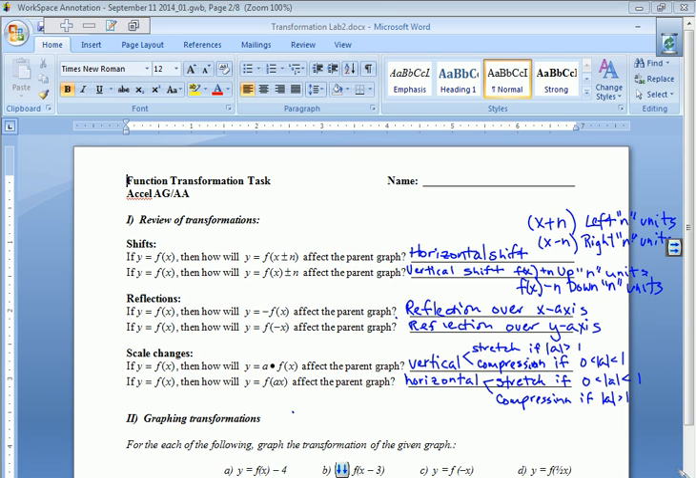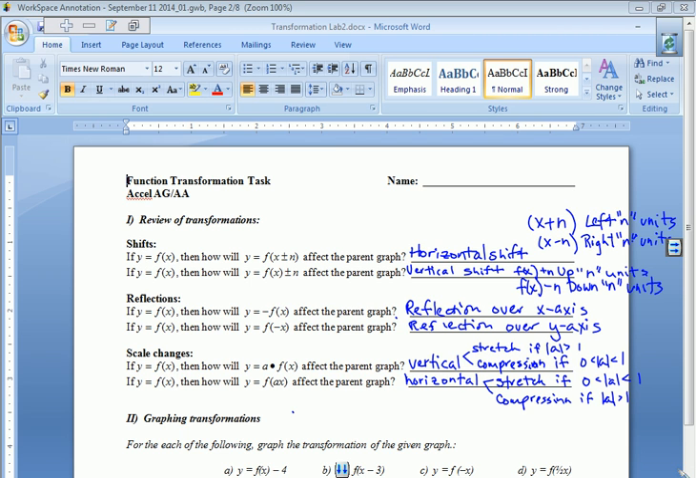Okay, guys. So this task was supposed to help bring back memories of last year when we did transformations. Hopefully, it shows some of you for the first time what transformations are if you're new to our school. So if we take a look at this, it summarizes everything we learned last year about transformations. We studied 3 different transformations: translations, the shifting, reflections, and scale changes. So for us, the scale changes were our stretches and compressions.